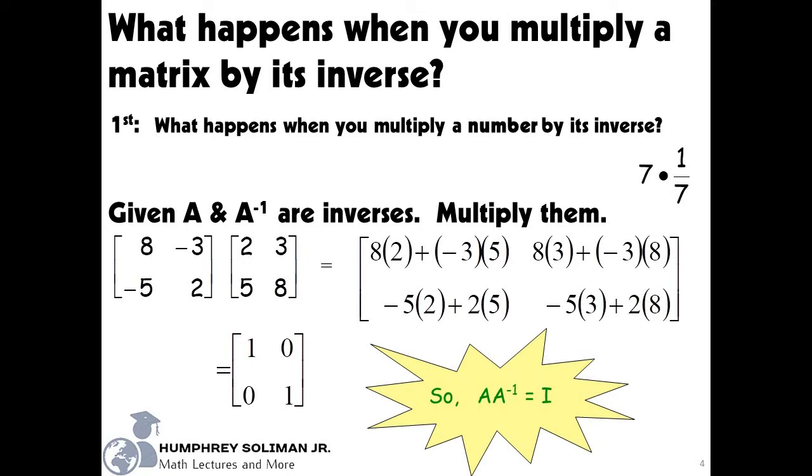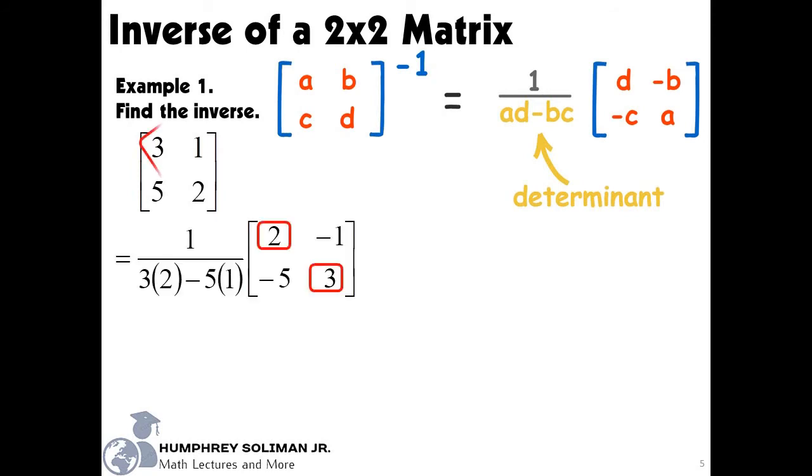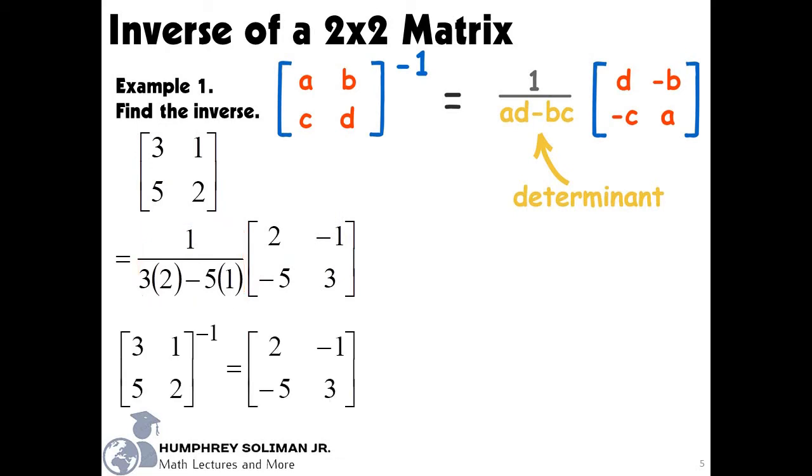Let's have example number 1. Find the inverse of the matrix below. So, take the original matrix. Switch the elements 3 and 2. Change the signs of the elements 1 and 5. Multiply the new matrix by 1 over the determinant of the original matrix. We will see that the inverse is equal to the matrix shown.